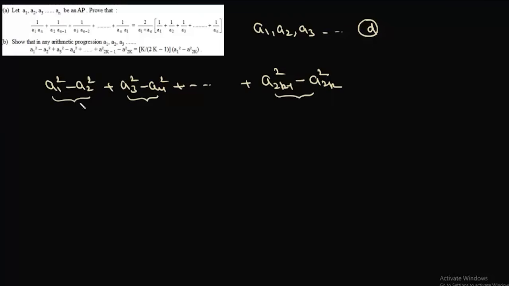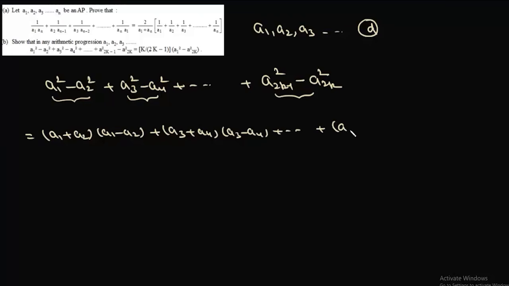So this is A square minus B square, so we can write this as (A plus B) into (A minus B). So there will be (A1 plus A2) into (A1 minus A2), and this is (A3 plus A4) into (A3 minus A4). I'll continue up to (A2k minus 1 plus A2k) into (A2k minus 1 minus A2k).